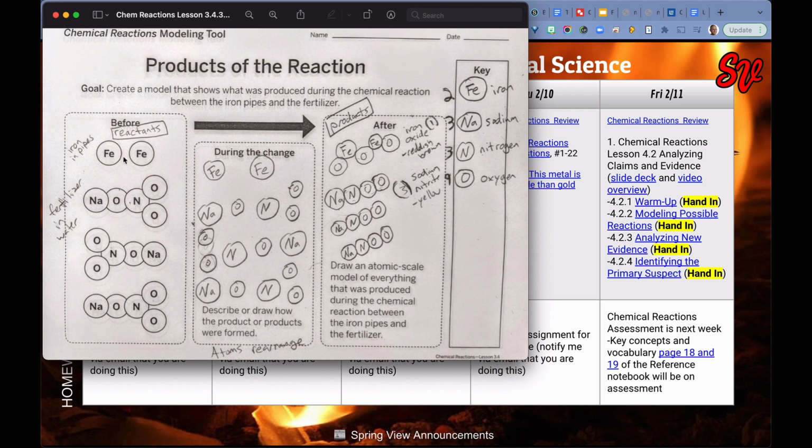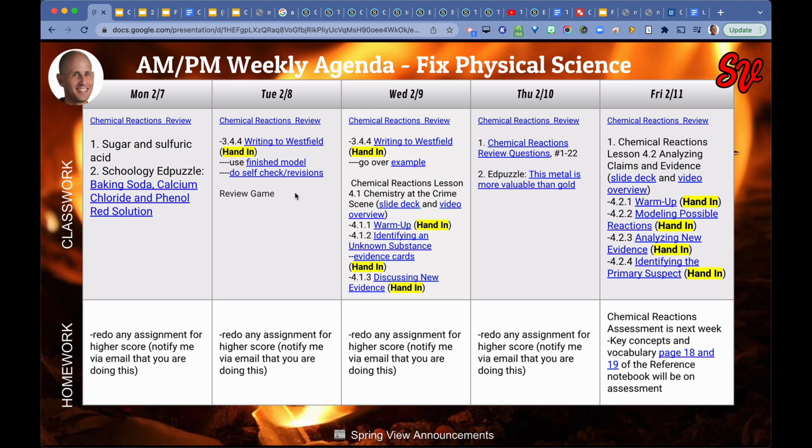It shows the number of atoms of each type in the iron pipes and the fertilizer in the water, so these are the reactants, and showing that during the reaction the atoms rearrange, forming the products of iron oxide and sodium nitrite. And here's the total number of atoms that are involved throughout the reaction. So they had to use that model, which we made last Friday. So they had to explain again to the citizens of Westfield what happened.